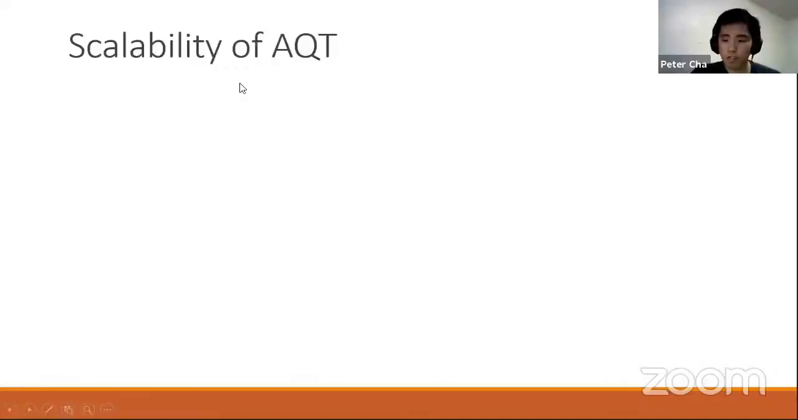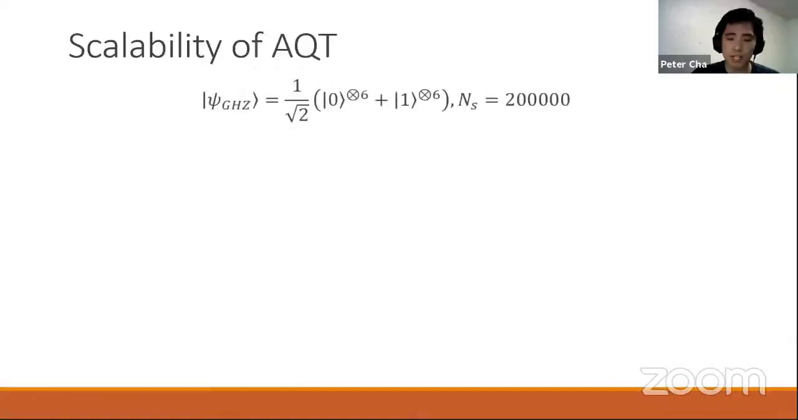So finally, we'll discuss briefly the scalability of AQT. And so for this task, we studied the 6-qubit GHZ state with 200,000 samples. And so this is in simulation, for the reasons that we mentioned earlier, because we could not benchmark against IBM Q's native tomographic method.